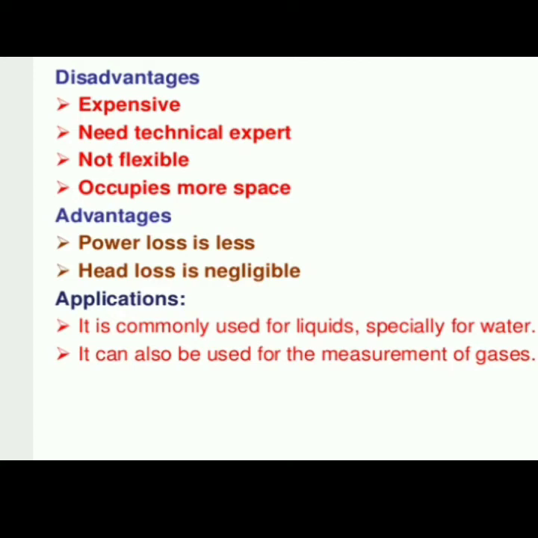And what are the disadvantages? It is very expensive. This venturimeter occupies more space. Also, the ratio of throat diameter to pipe diameter cannot be changed. These are the disadvantages of this venturi meter.